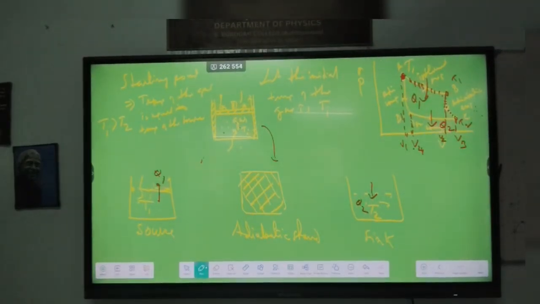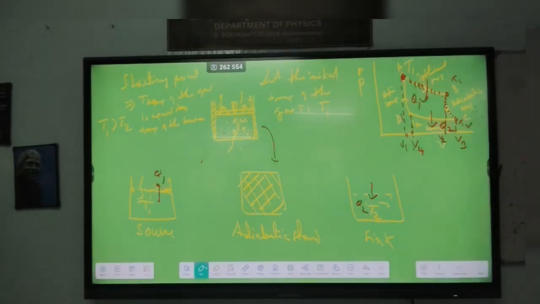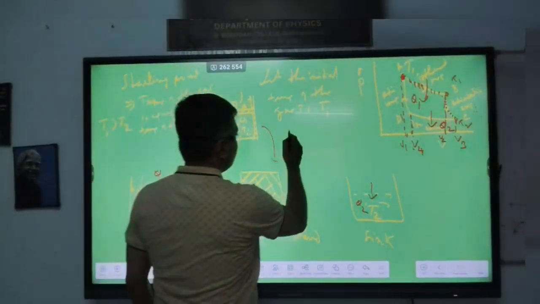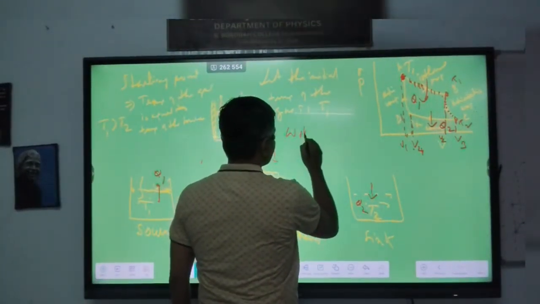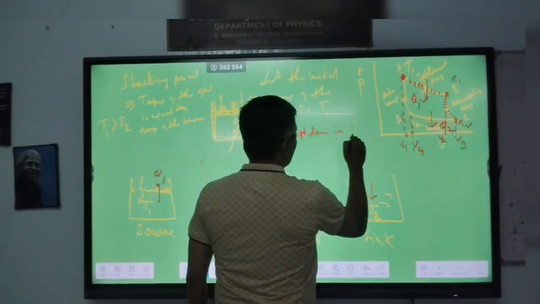During that one cycle, Q1 amount of heat is taken from the source, and Q2 amount of heat is given to the sink. So during one complete cycle, the gas is taking heat Q1 from the source and releasing heat Q2 to the sink. What will be the work done in one cycle?